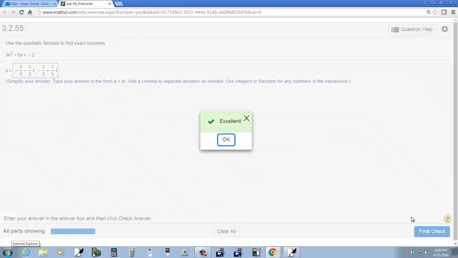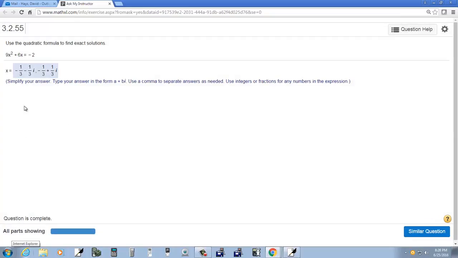And final check. Okay. I'm not sure what it was. Might have been that character you had at the end. It might have been the fact you didn't split these up. Since it told us to use a comma to separate the answers, I'm assuming they'd want you to have it in this form.